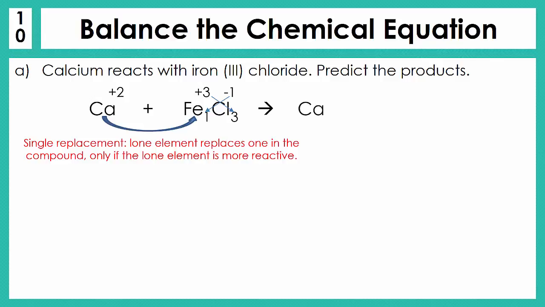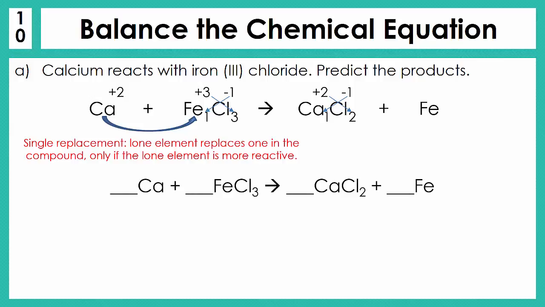So instead of iron chloride, I'm going to get calcium chloride. Calcium is +2, chloride is -1, so I need 2 chlorides. And now by itself is going to be iron. So now that I've got my equation, my skeleton written out, we can go ahead and balance this.